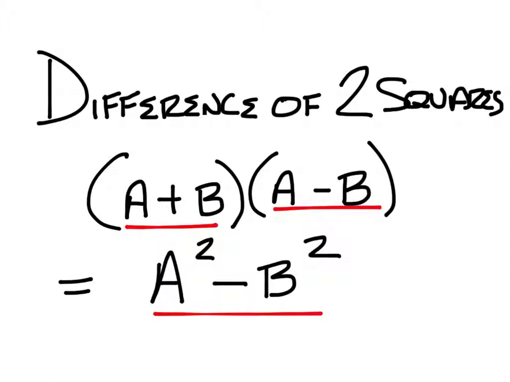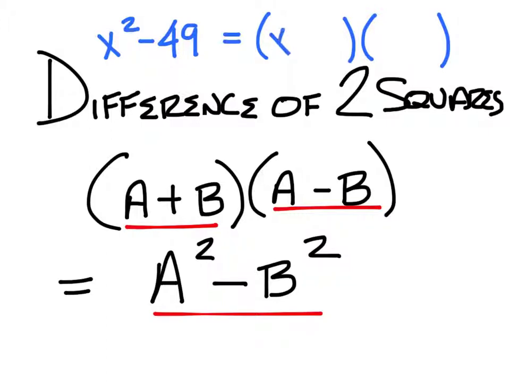For example, just above that, if I had x squared minus 49, I could factor that as x plus 7, x minus 7. X squared and 49 are both perfect squares. You find the square root of each. Square root of x squared is x, and the square root of 49 is 7. You alternate the signs, and you factored it out.